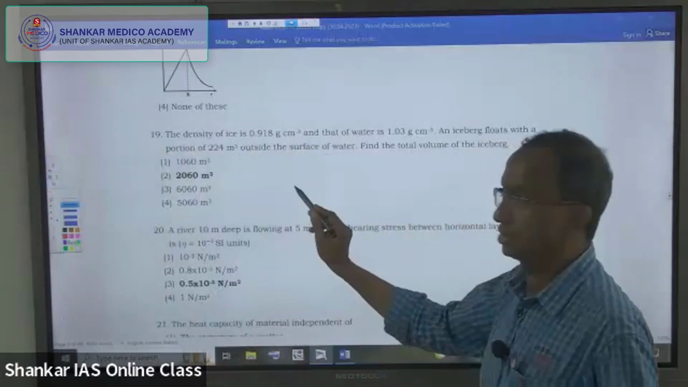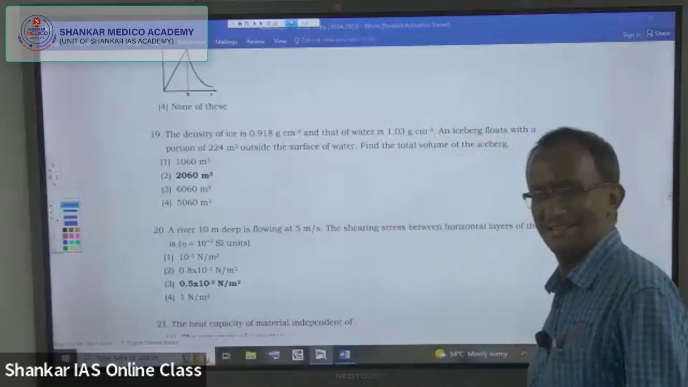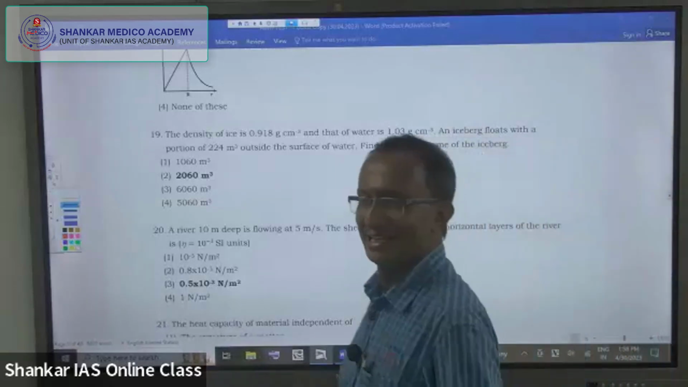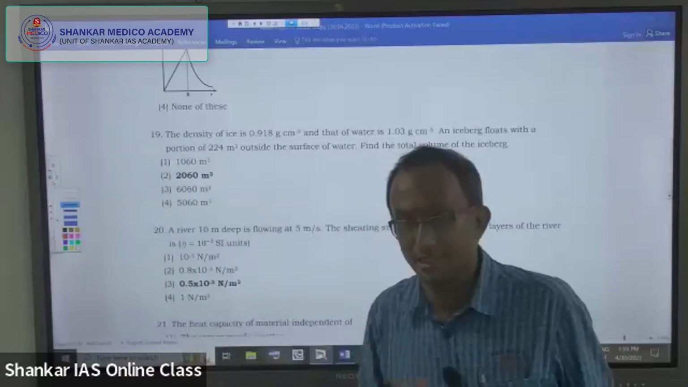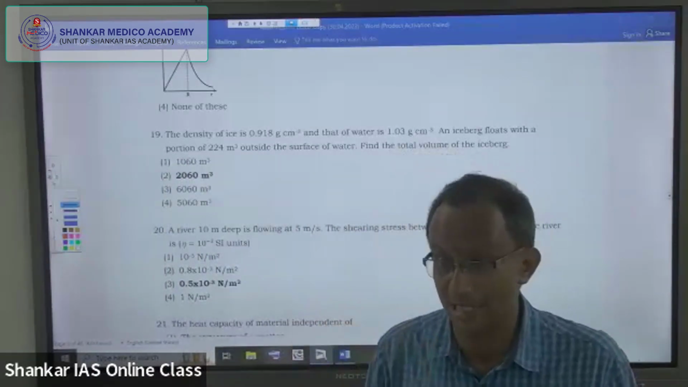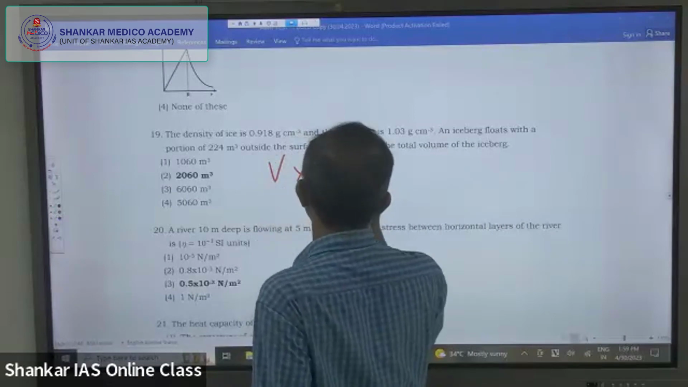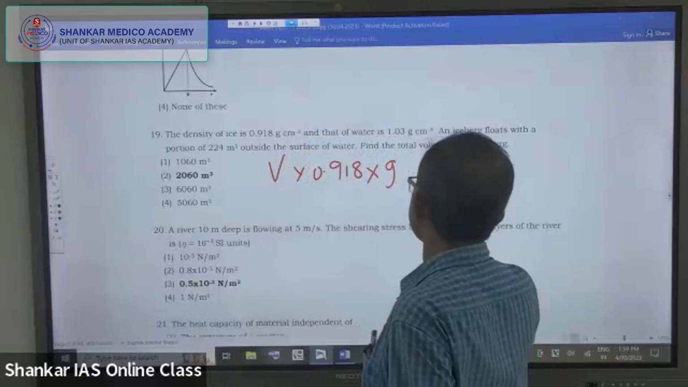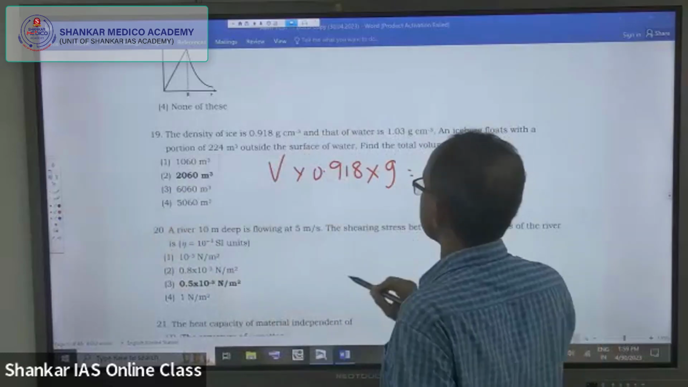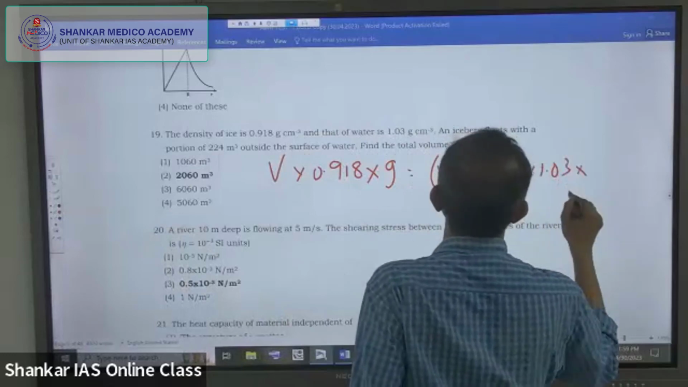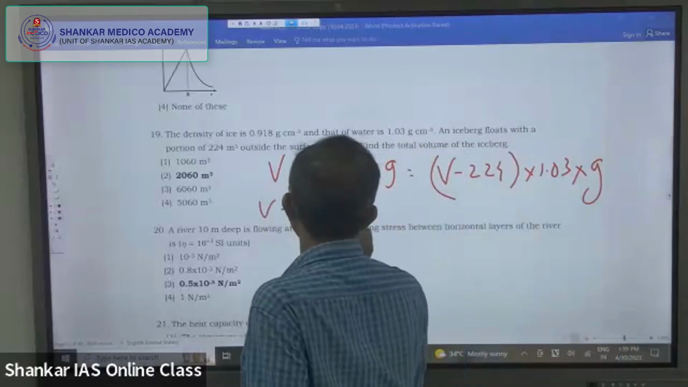The answer is 2060 meter cube. Anybody got the answer? Okay, so here the concept is law of flotation. Weight of the object equals weight of the liquid displaced by the immersed portion. So volume into density of ice, 0.918 into g, equals V, where V is the total volume. 224 is outside, so inside will be V minus 224 into density of water, 1.03 into g. g and g cancel. The remaining you simplify, you will get the answer V equals 2060.